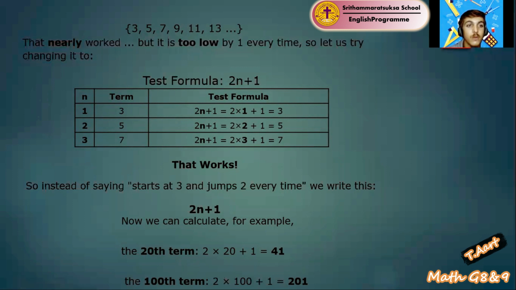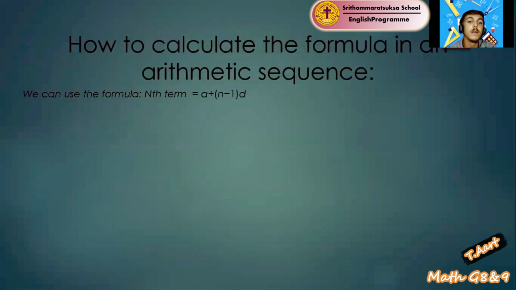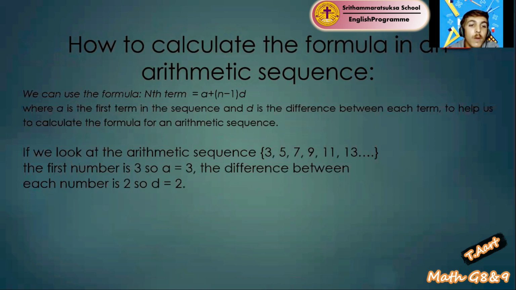Okay, let's try 2 more together. We can use the formula, the nth term is equal to a plus n minus 1 times d, where a is the first term in the sequence and d is the difference between each term, to help us to calculate the formula for an arithmetic sequence.